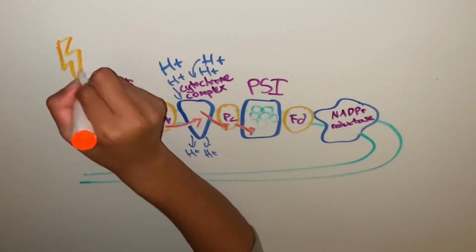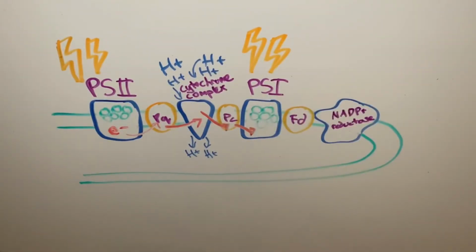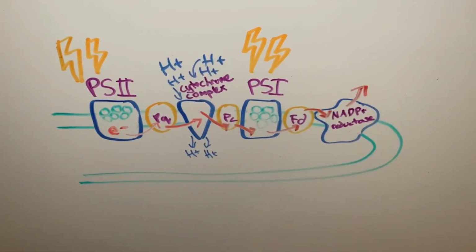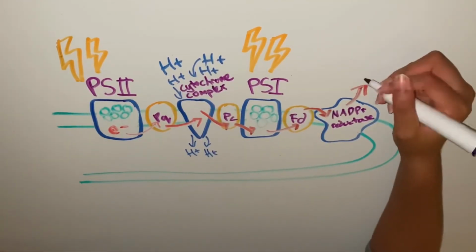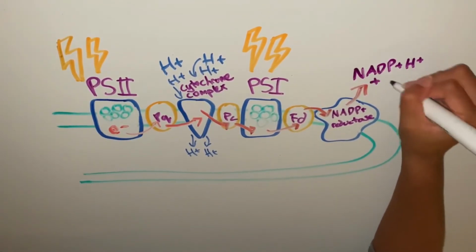The electrons reach photosystem 1, where they are hit by photons once more to become excited again. They pass through the electron carrier FD and reach the enzyme NADP reductase, where the final electron acceptor NADP is reduced by 2 electrons and 1 hydrogen ion from the stroma.